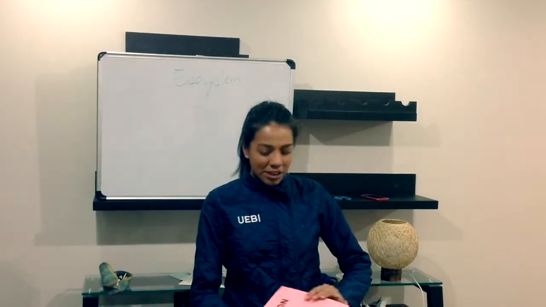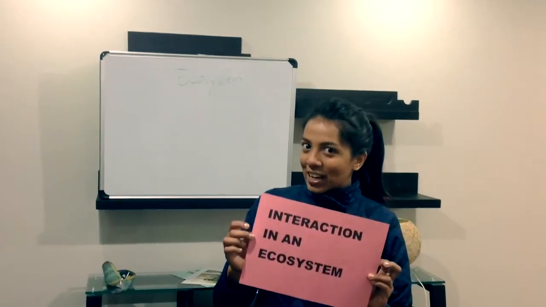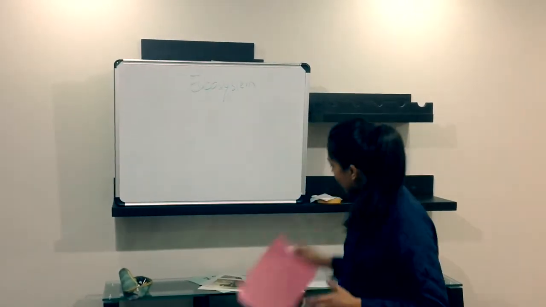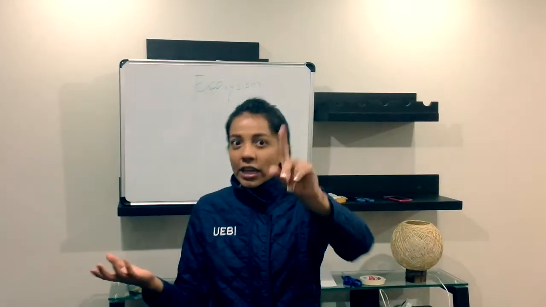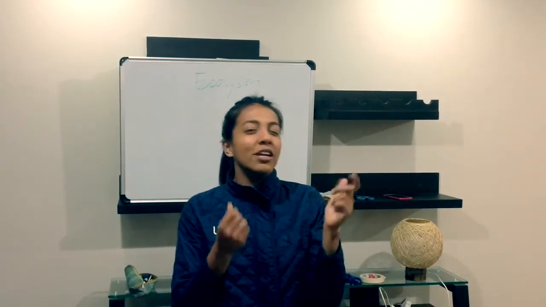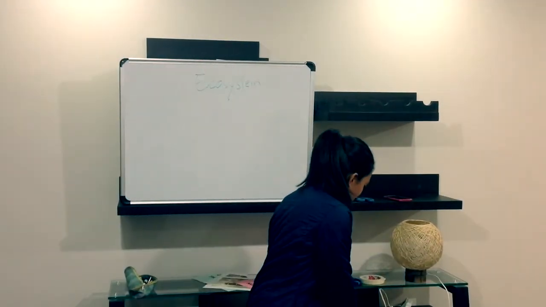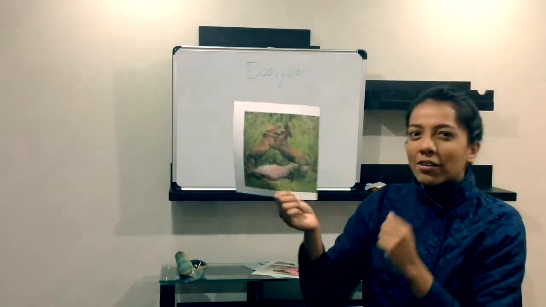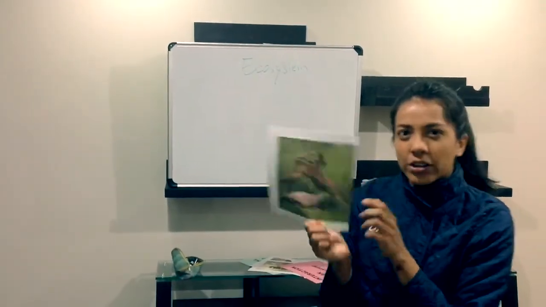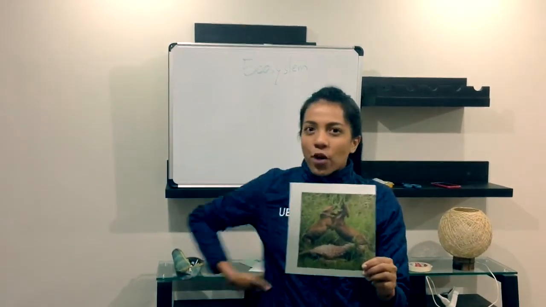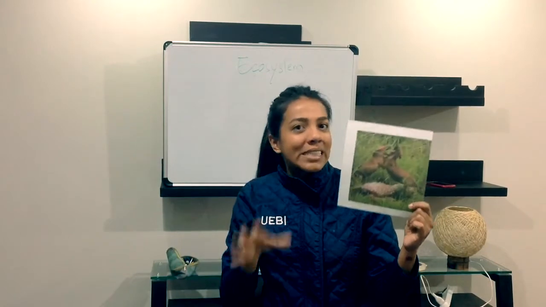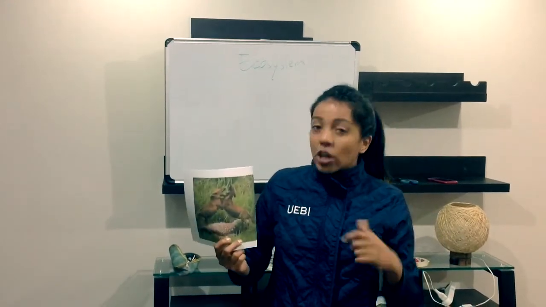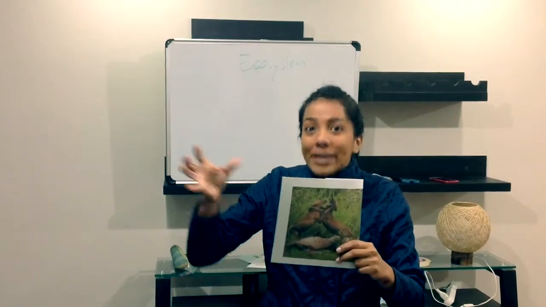Okay, and the next thing is the interaction in an ecosystem. We studied these 3 kinds of interactions. Number 1, first I'm going to show you the picture and you're going to try to remember. We have in here, look, these animals are fighting for food. Do you remember what is the name of this process? This is going to be the competition. Animals of the same species or different species are going to compete in order to have the same resource. In this case, it's going to be food.